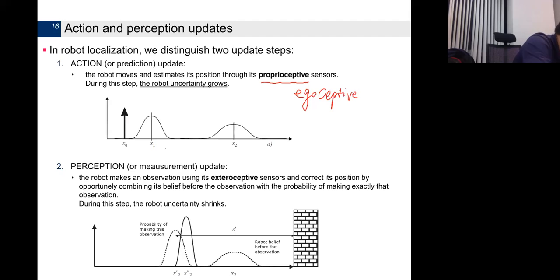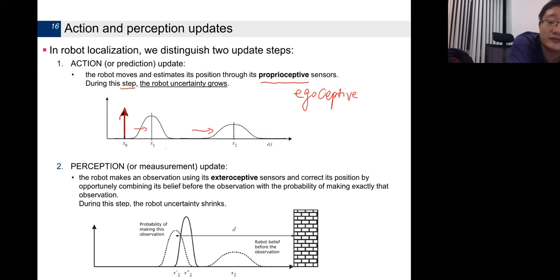So during this step, the robot moves around, and I don't have any sensor feedback. In this case, starting from a very short position, you will grow this uncertainty, right? As long as you move, you are accumulating errors. So you have a higher uncertainty, and then the peak will drop, right? So that's called action update.